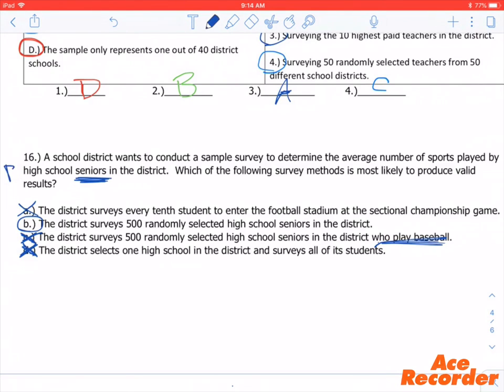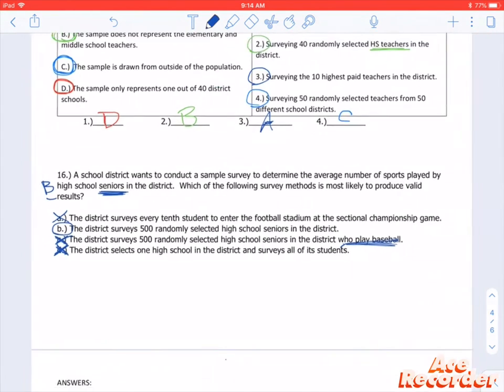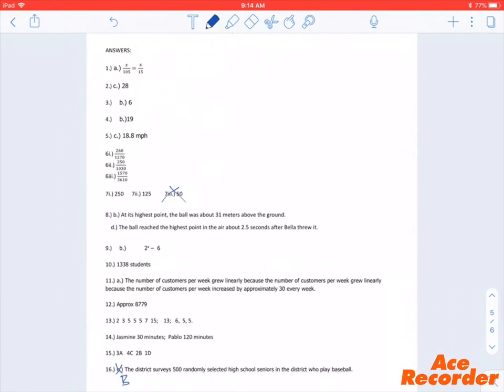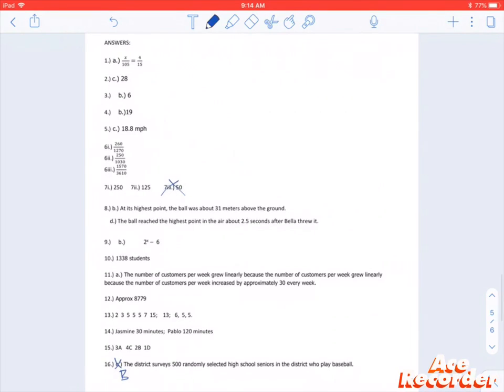Okay. And so that's it. If you want to go ahead and pause and take a look at all the answers here, you can kind of take a screenshot. We went over all of the answers, but those are the answers for those. So if you have any questions, please ask.